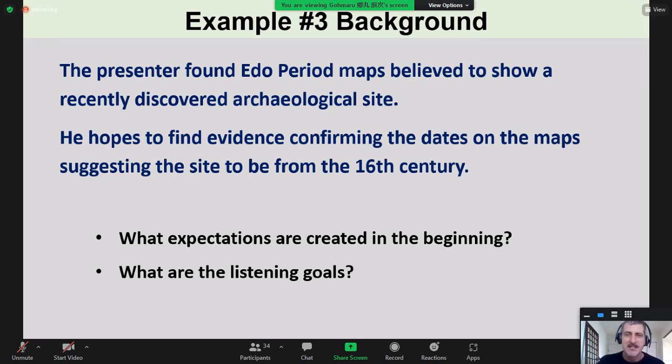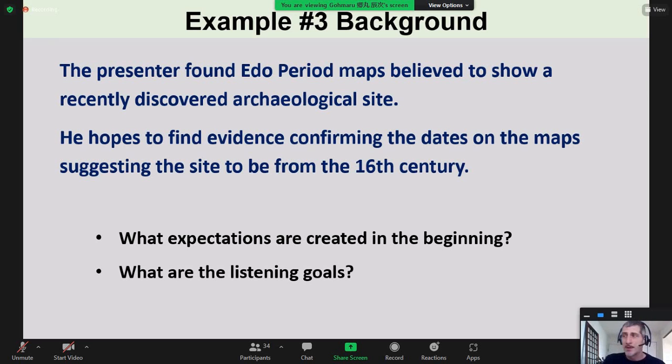The sentence here is incorrect. He hopes to find evidence from the site that would correspond to the dates on the map, and therefore support the idea that the maps are for this location. That's what it should say here. So the dates on the maps are of the 16th century. So basically he is hoping to find evidence from the site, from the location, that matches those dates.